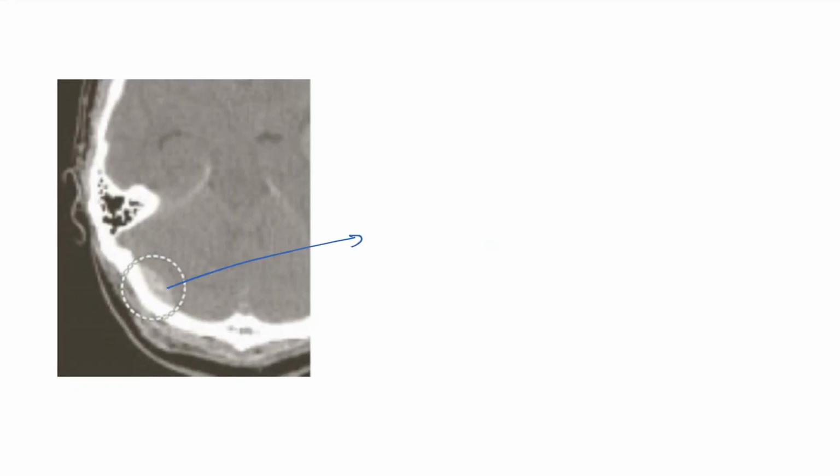What does this show? This shows extradural hemorrhage, and the color is white, so it is acute extradural hemorrhage. This shows extradural hemorrhage. The color is hypodense, so it is chronic extradural hemorrhage. This picture shows intraparenchymal hemorrhage.